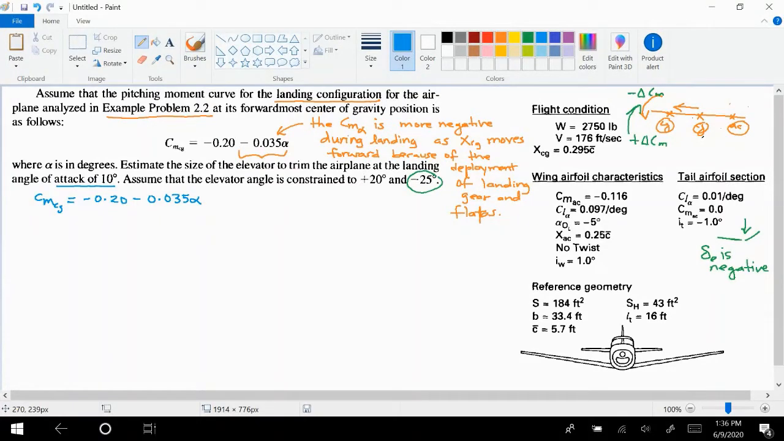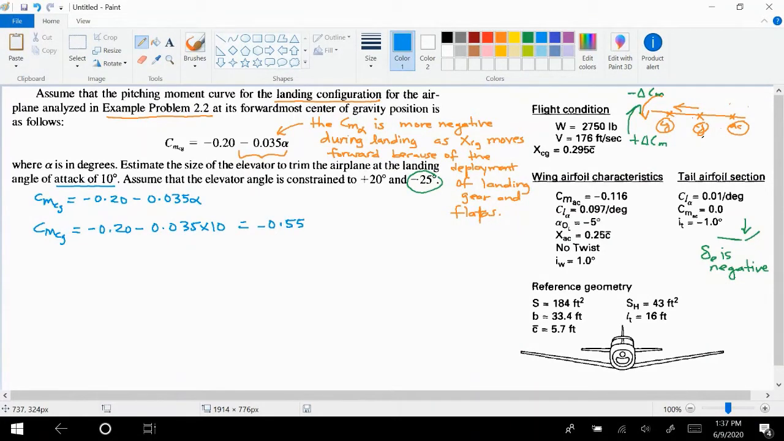Imagine that the aircraft was flying in some steady state. Now it wants to maintain an angle of attack of 10 degrees. Then what will be the moment about its center of gravity? That is possible to be found by using this equation: CmCg equals minus 0.20 minus 0.035 times 10. If we do not use the elevator, if we just let the aircraft pitch at 10 degrees, then a moment will be generated which will be equal to negative 0.55.